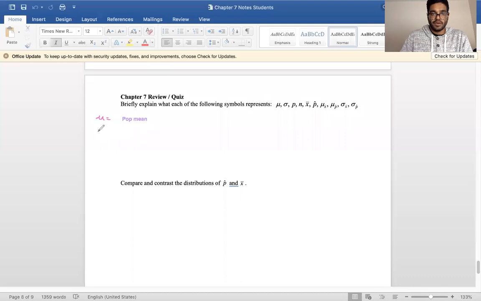Next one, sigma. I'm just going to draw all these out first: P, x bar, p hat, mu x bar, mu p hat, sigma x bar, sigma p hat. Okay, so what do each of these mean?